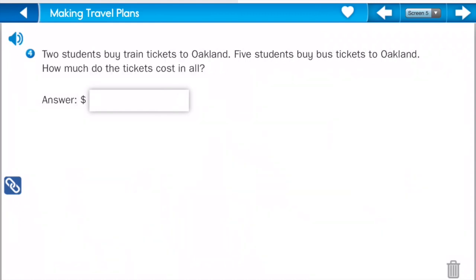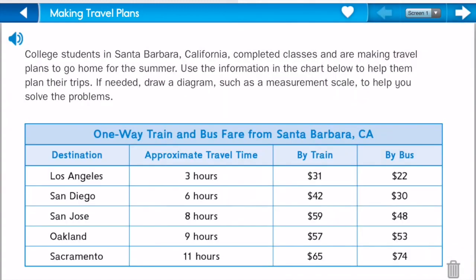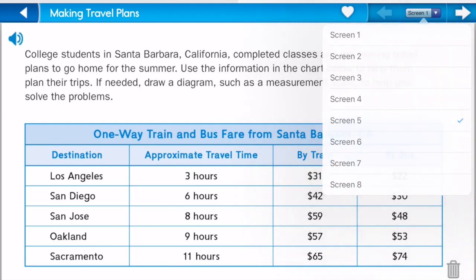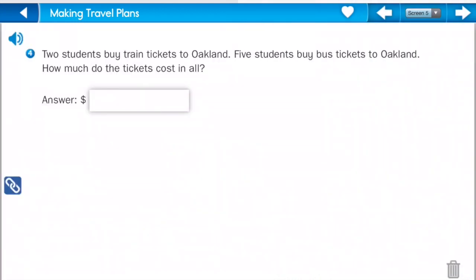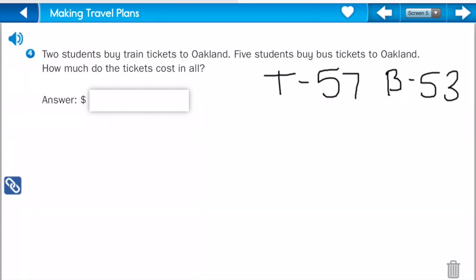And 2 students buy train tickets to Oakland. 5 students buy bus tickets to Oakland. How much do the tickets cost in all? So let's see how much the tickets cost to Oakland. It looks like in Oakland the train is 57 and the bus is 53. Let's remember that, so let's label it so we remember. Train is 57 and bus is 53. They want to know how much it costs altogether.